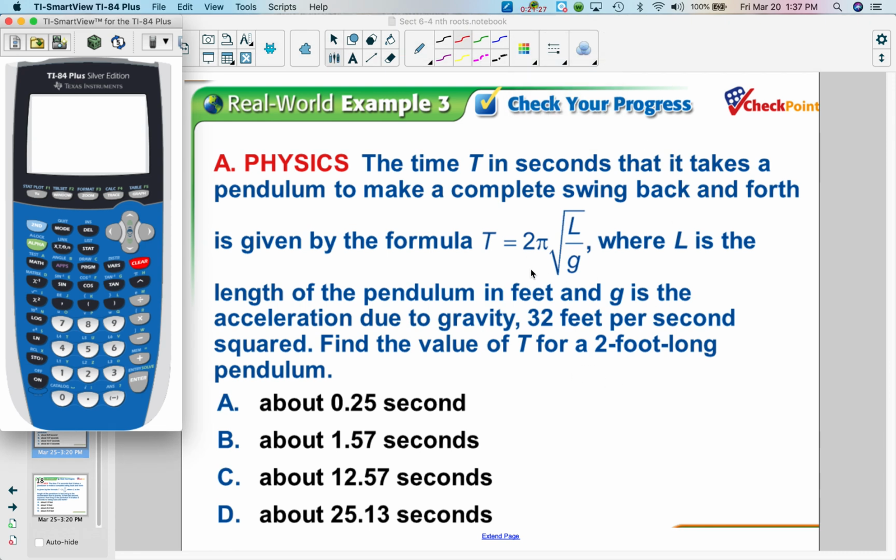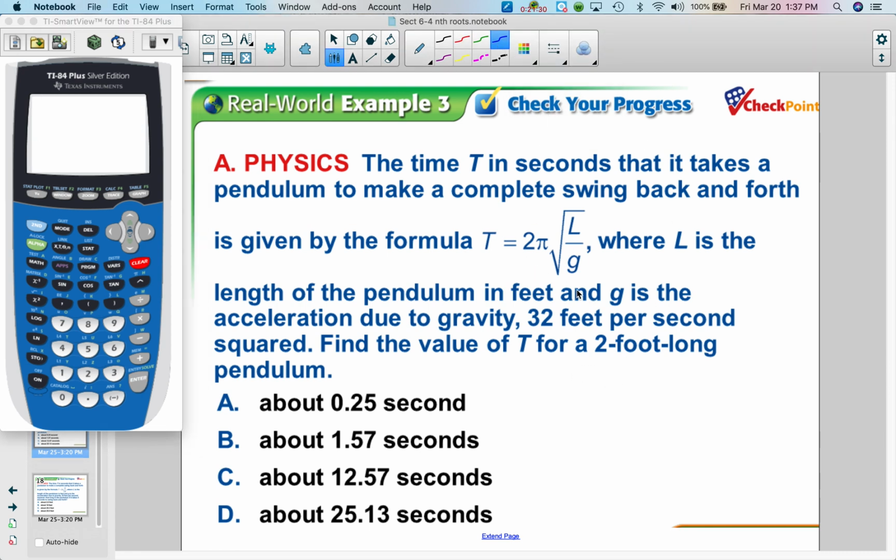All right, so we have our formula here, and they tell us that L is the length of the pendulum, G is the acceleration due to gravity, that's a constant, and we want to find the value of T for a 2-foot long pendulum. So this right here, they're telling us this is L. So we're trying to find the value of T. So T equals 2 pi times the square root of 2 over 32.